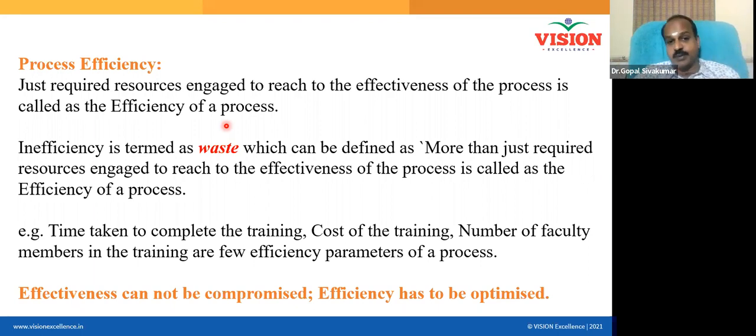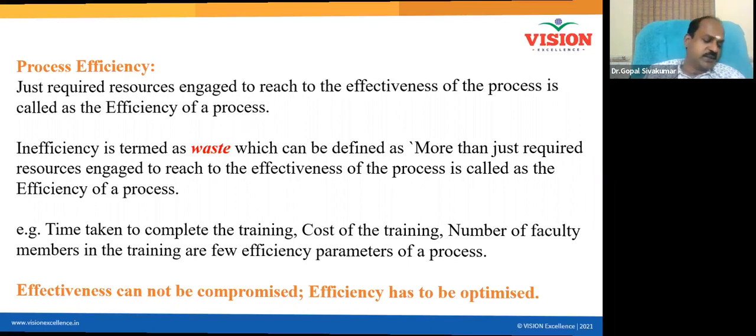So both are equally important, isn't it? Effectiveness and efficiency. Sometimes an inefficient process can pull down your effectiveness also. So take care of both. This is what is called operational excellence. This effort is called the Lean Six Sigma approach.